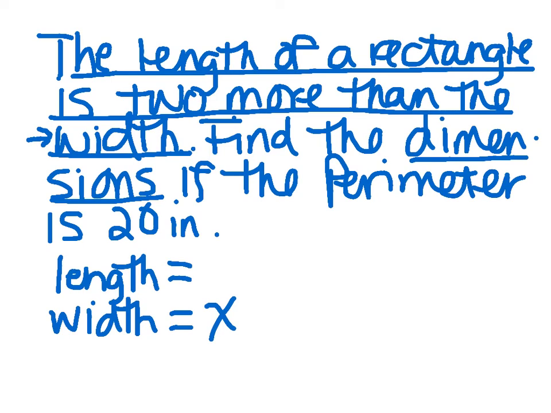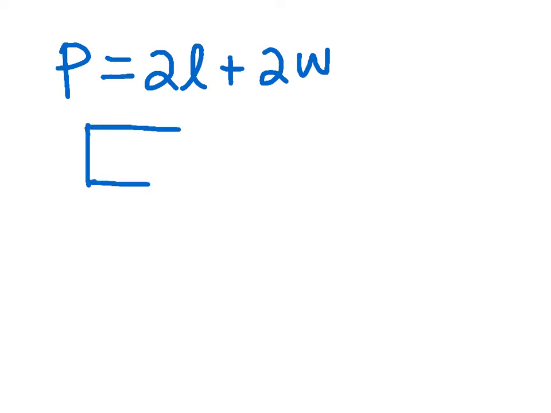In this case, the length is 2 more than the width. So if I start with the width, I can add 2 to get to the length. Now, perimeter has a special thing to remember that beginning algebra students often forget. That is that perimeter has 2 lengths and 2 widths. Often kids, once they've assigned the variables, will just say, well, x plus 2 will equal 20. You can see if we draw a picture why that's not true.